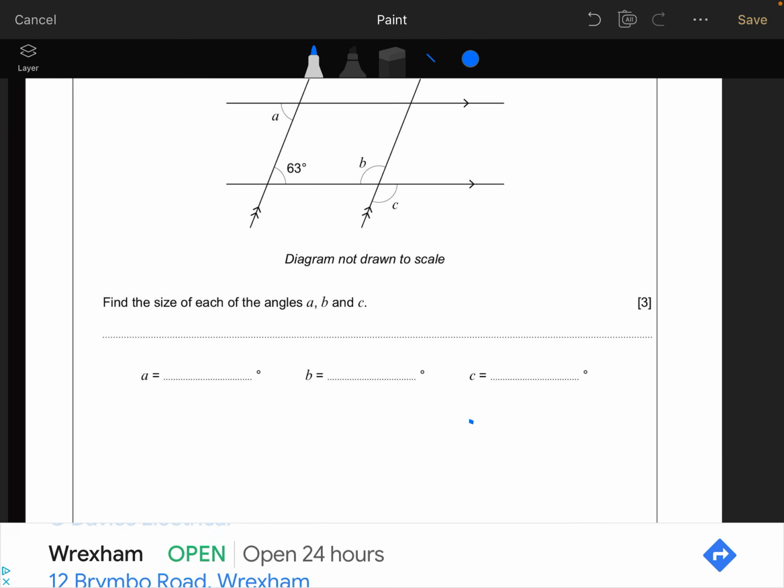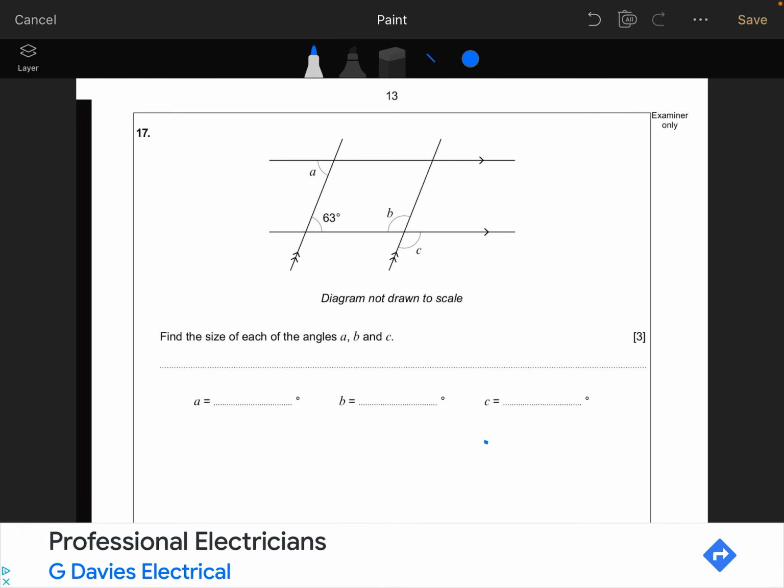Question 17. Find the size of the angles A, B and C. Okay, this is parallel lines. You can see here that we've got parallel lines in.